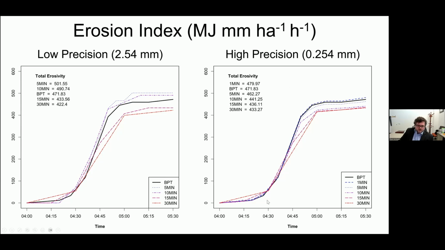And then on the right, you can see that increasing the precision of the gauge improves this issue, but it's still there, right? So this is better. It's good if we're using high precision data going forward with 15-minute data, but it's still an issue: there's this gap between breakpoint and 15-minute.